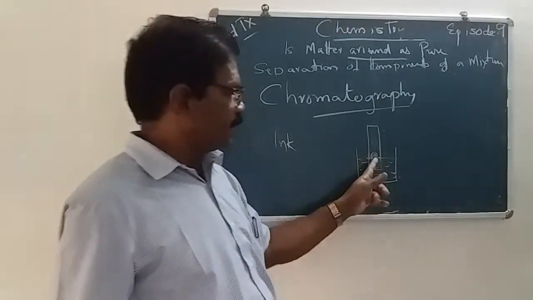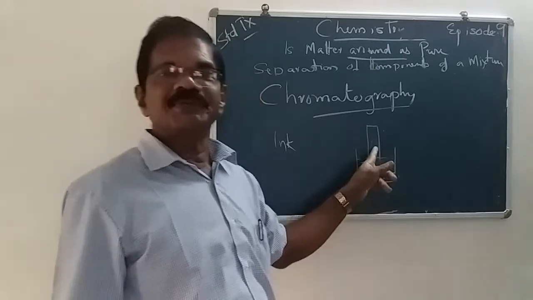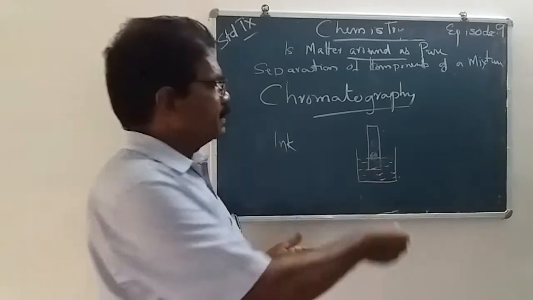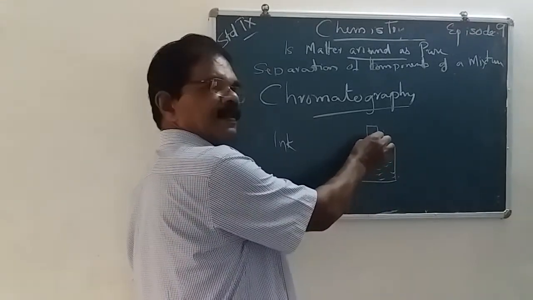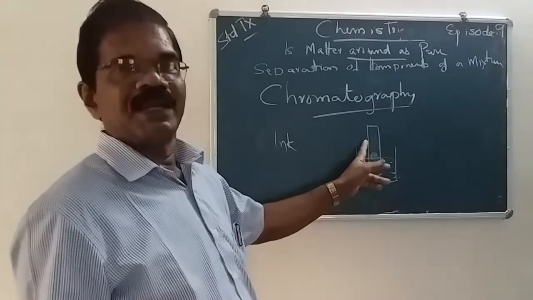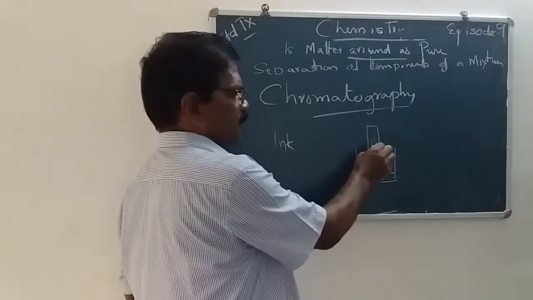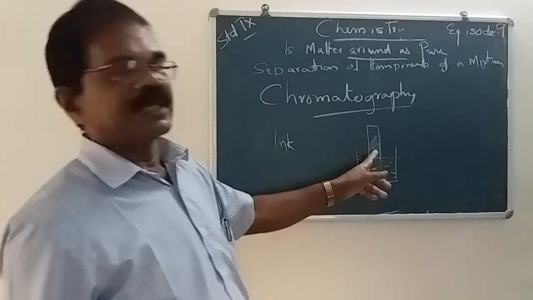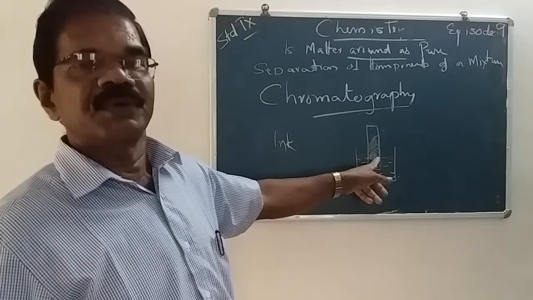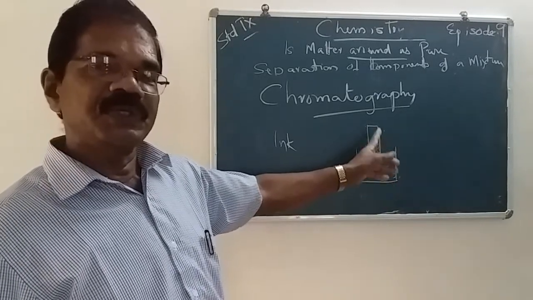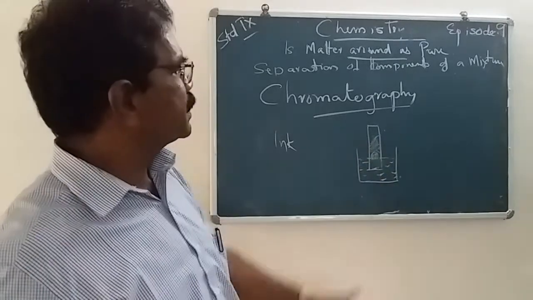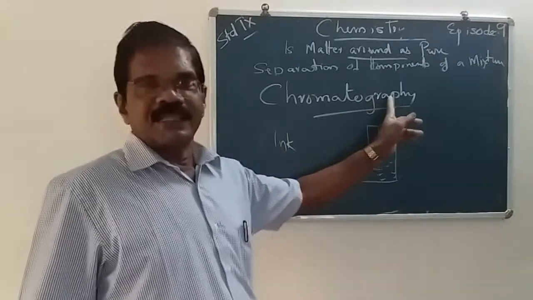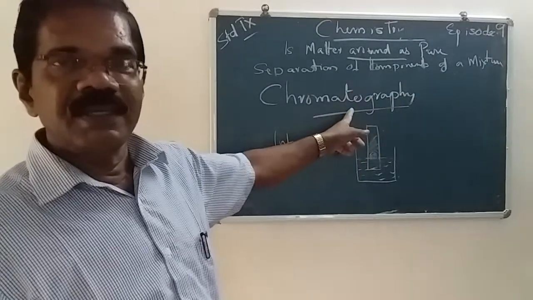So when we dip it, the color or solute particle which is more soluble in water rises first to the top of the filter paper. The one which is less soluble stays at the bottom. After a certain time we can see the different colors on the filter paper. This depends upon the solubility of the solute particles of the ink. This process is known as chromatography.